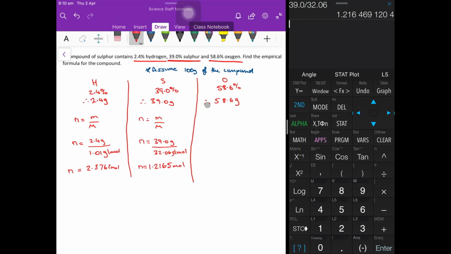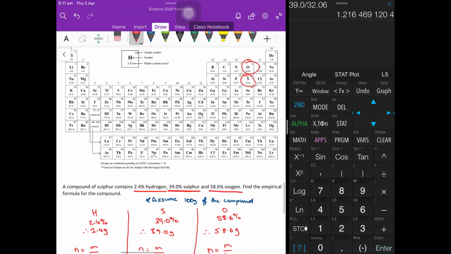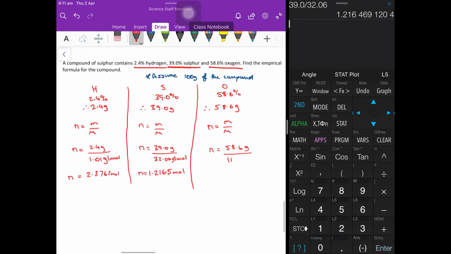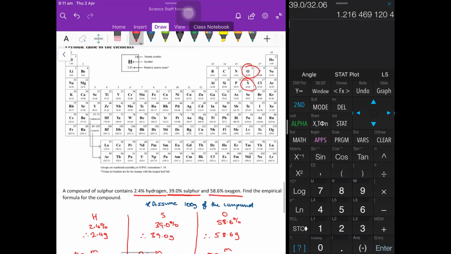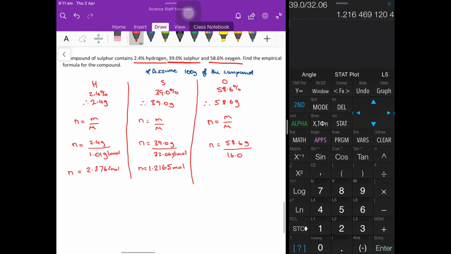And let's now do this for oxygen as well. Number of moles of oxygen is equal to 58.6 grams. Oops, sorry, I forgot my equation. Number of moles is equal to mass divided by molar mass. The number of moles, therefore, is equal to 58.6 grams divided by 16.00 grams per mole.